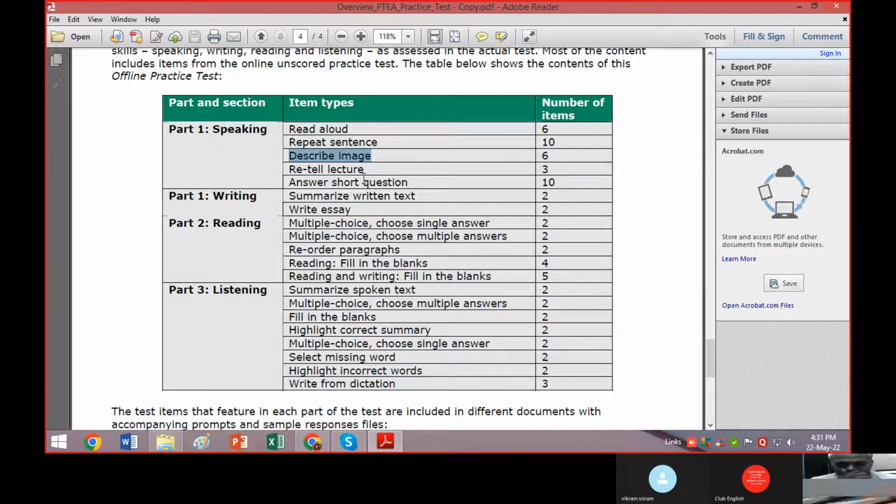Okay, let's move on. So the next is describe image. Now what happens with describe image? In describe image, there would be an image. There can be a bar graph, there could be a pie chart, which you're going to describe. Now this, you're going to describe in your own way.